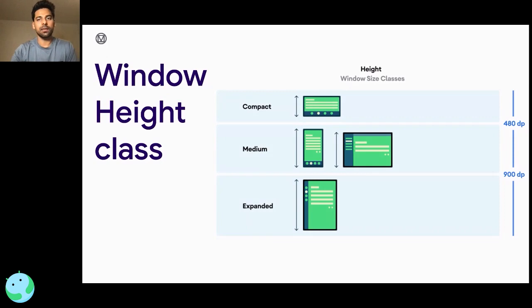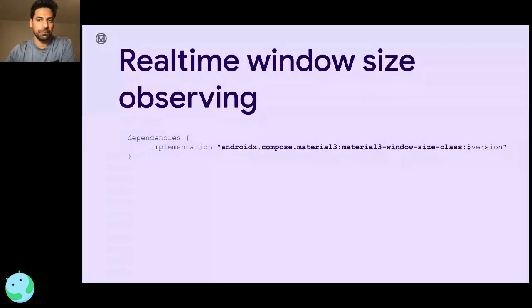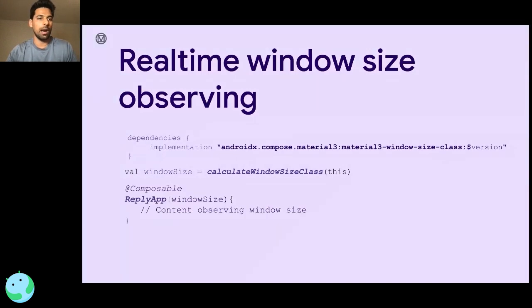So now, to get the real-time window size information, we can use Material's window size library for Compose to access this partition, which we just saw. It exposes a method called calculateWindowSizeClass, which we can observe and pass down to our app's composable entry point. So now our app is able to observe the window size. We need to set up how our app content reacts to it.